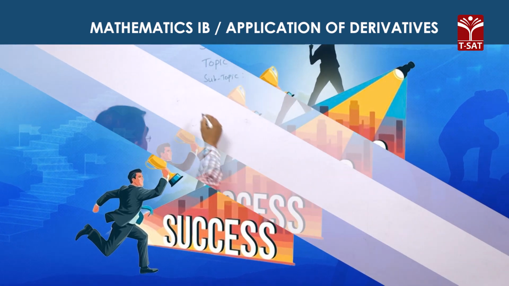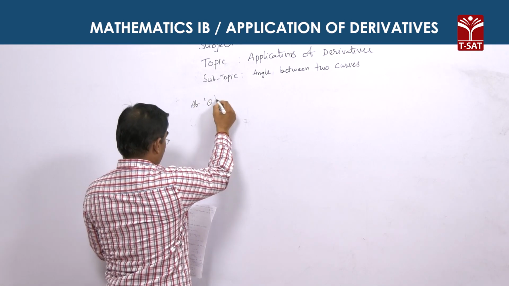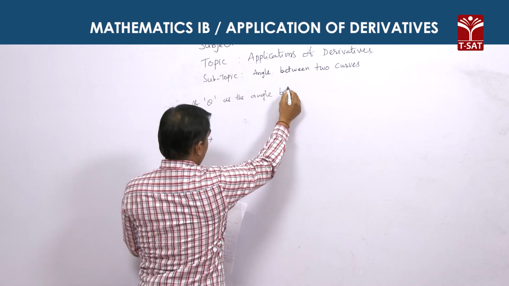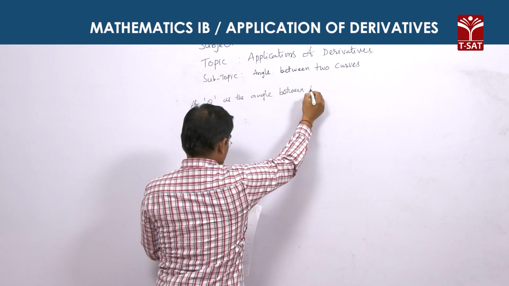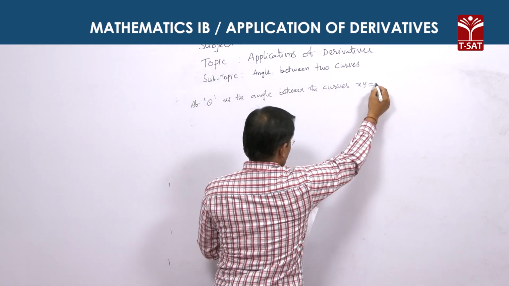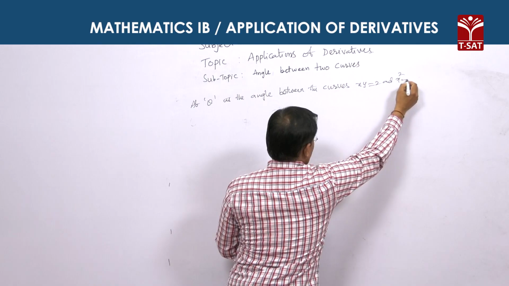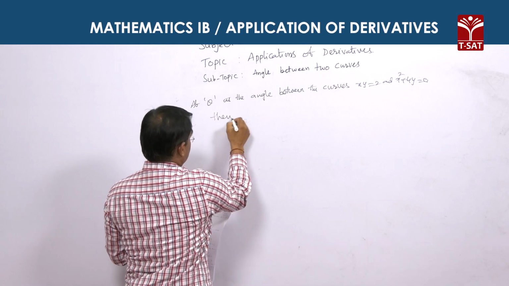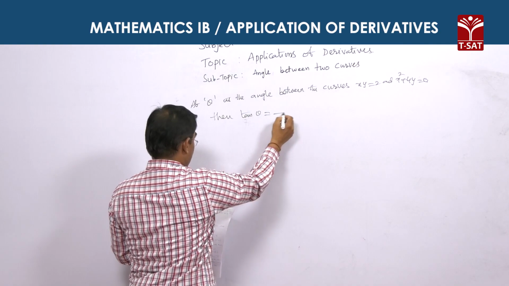Next problem. If theta is the angle between the curves xy is equal to 2 and x square plus 4y is equal to 0, then tan theta is equal to dash.